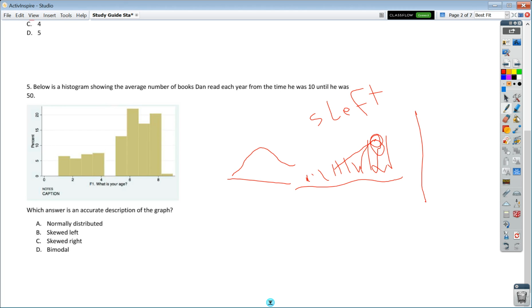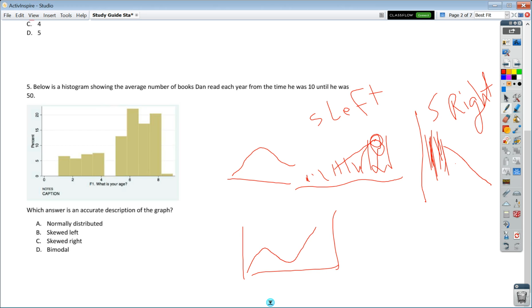Then skew right looks like this, where I have everything on the left, and then it sort of leans off to the right. There's stairs going down to the right. Sorry, skew right. Yeah, stairs go down to the right. And then a bimodal would be something like this, where we've got two humps. That's bimodal. And so this one, generally, there's not really two humps. It's more leaning to the left. And so this is going to be B, skew left, because all the stuff is on the right and it leans to the left.